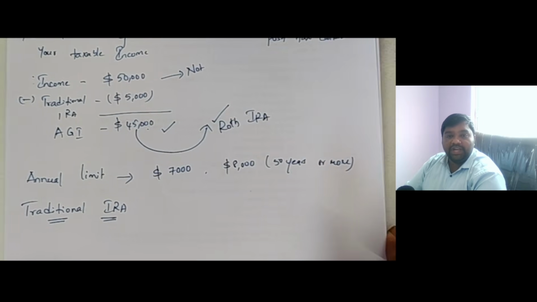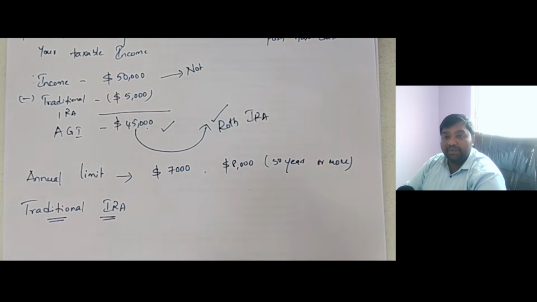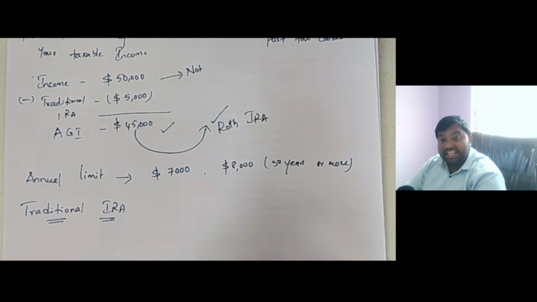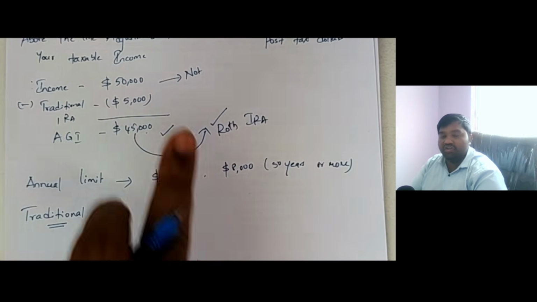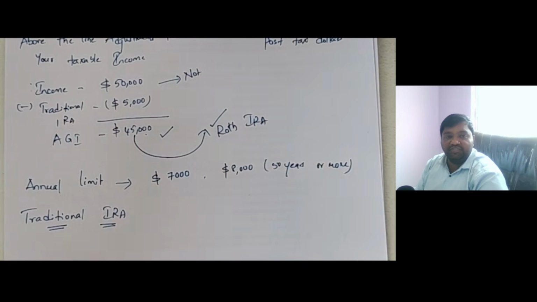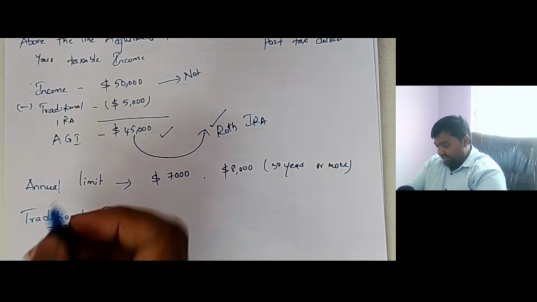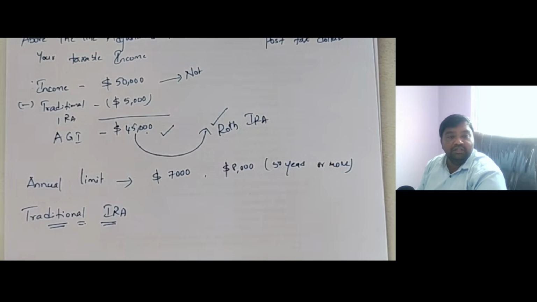If you want to compare this with India, you know your PF, Provident Fund, PPF, EPF, Employee Provident Fund. EPF is not the same, but it's like your 401k in the US. And traditional and Roth IRA you can compare with your Public Provident Fund, etc. Fine. Traditional IRA rules.